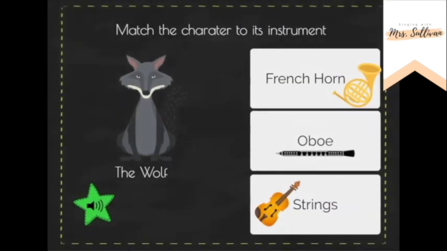Match the character to its instrument. Is the wolf represented by the French horns, oboe, or the strings? Your time starts now. Time's up.